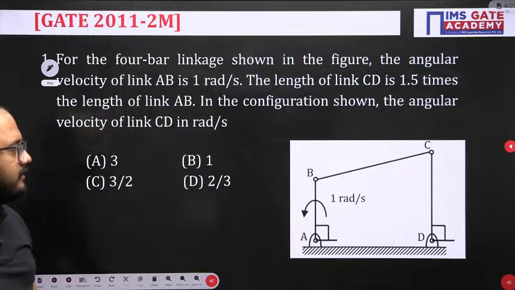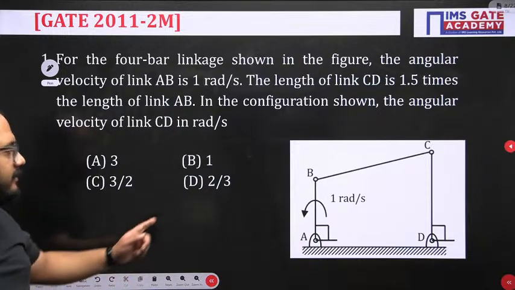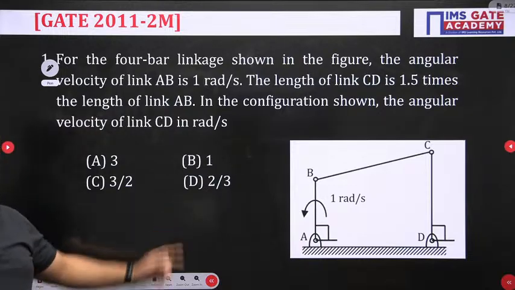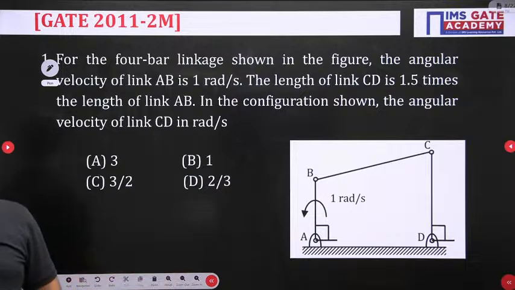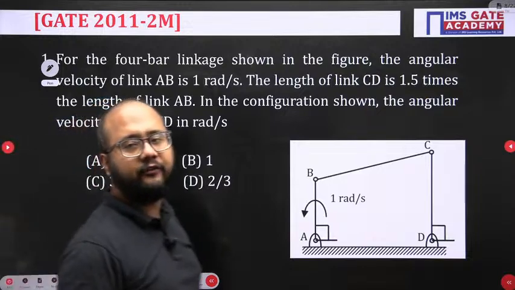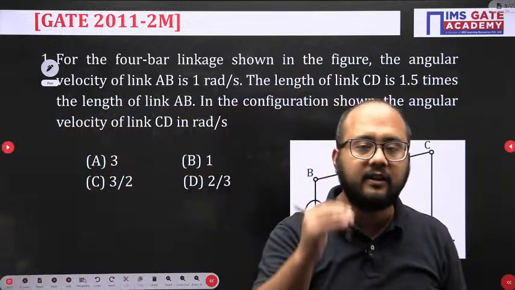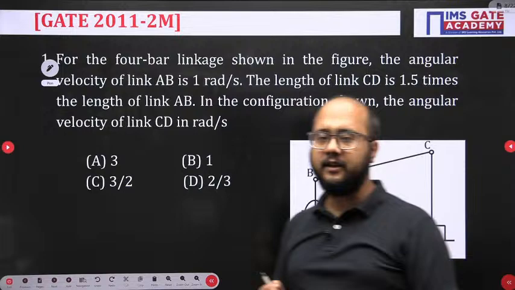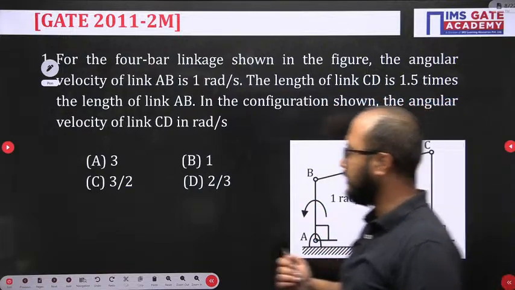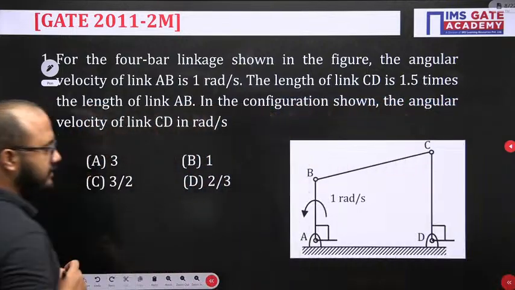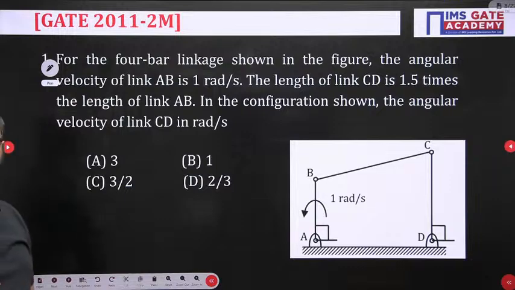Right. So finally, what will the answer be? The answer will be 2 by 3. The answer is 2 by 3 because the answer is 1 by 1.5. So that's why the answer will be 2 by 3 here. This will be the correct answer. I hope it is clear?